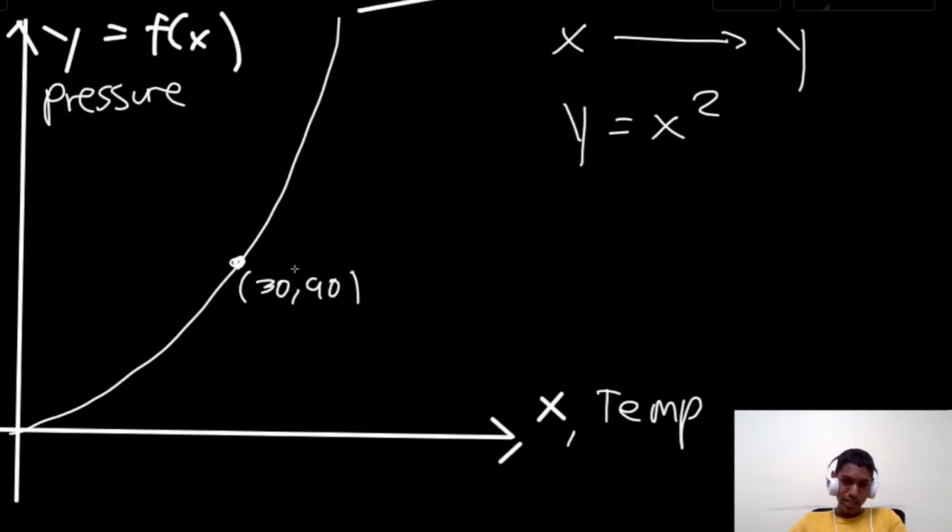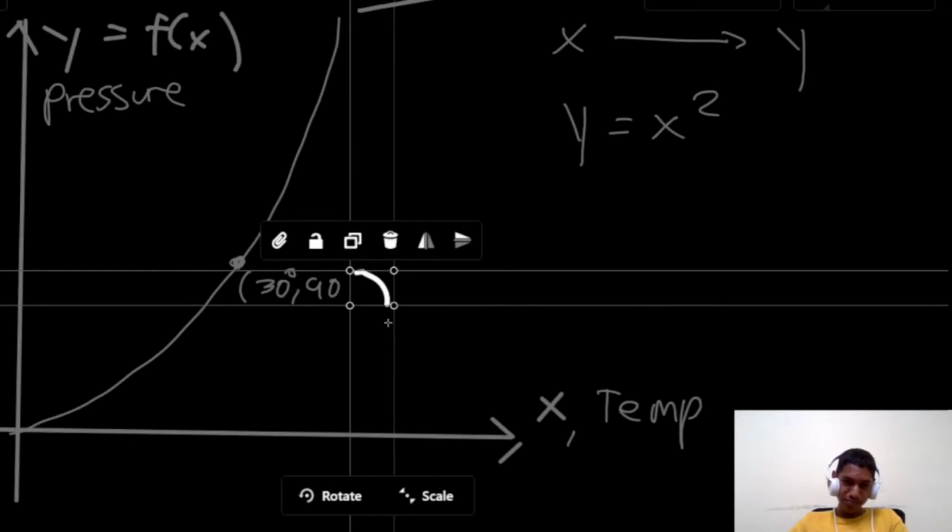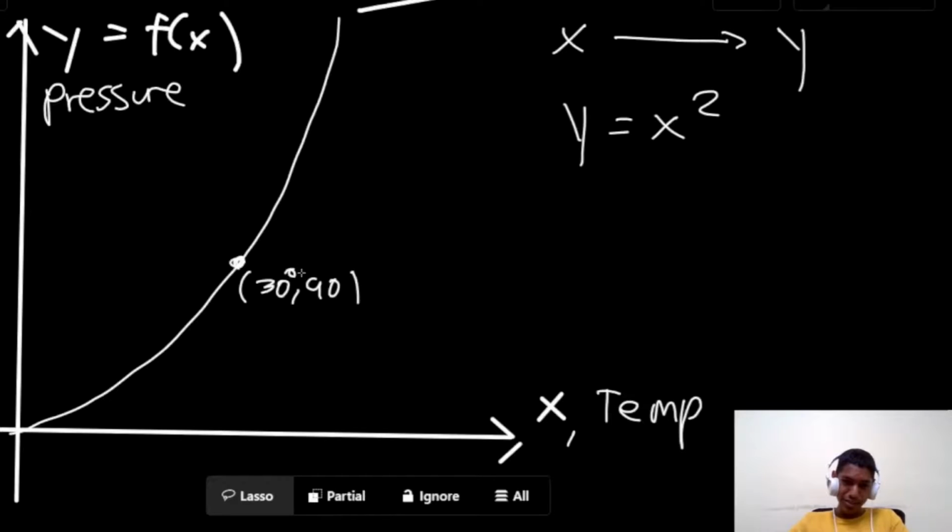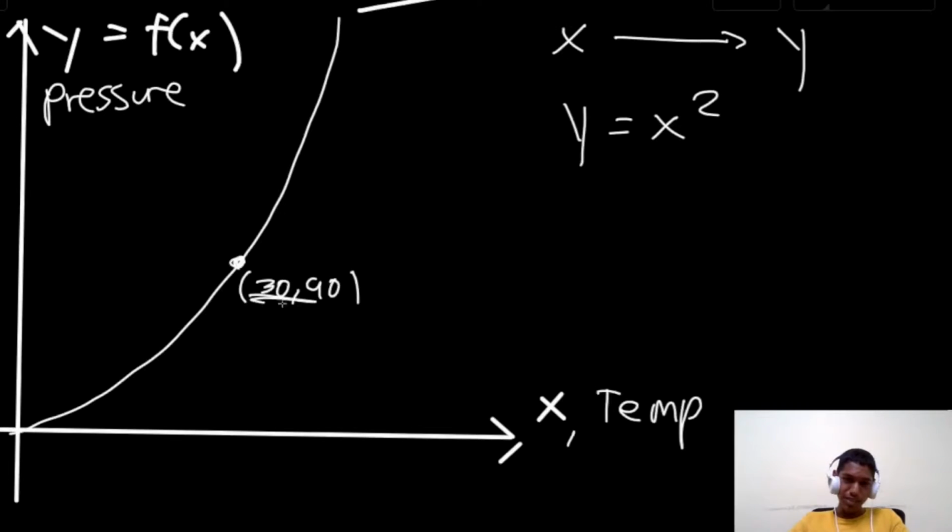So what we're saying here is that at a temperature of 30, you have a pressure of 90, and this is whatever unit you want. Maybe it's psi or something like that. And the temperature over here might be degrees Celsius or degrees Fahrenheit. I don't want to put any units on here.